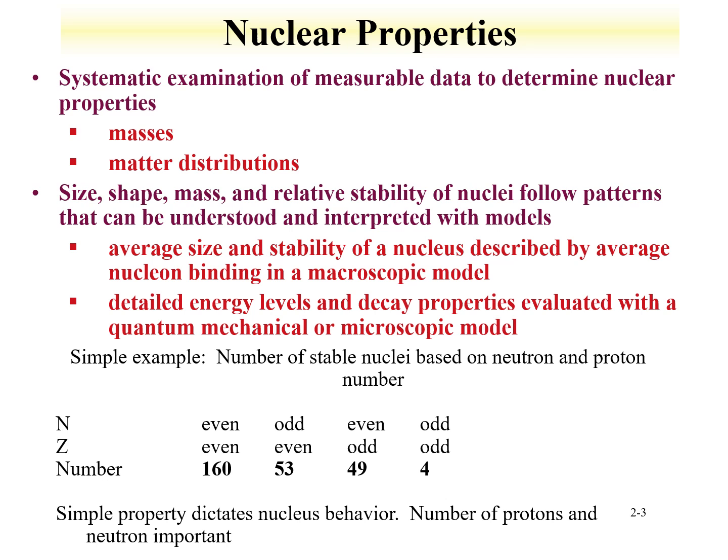So an average size and stability of a nucleus can be described by an average nucleon binding in a macroscopic model. So there will be a macroscopic model. The first models we'll talk about were very basic. We will talk about a liquid drop model.